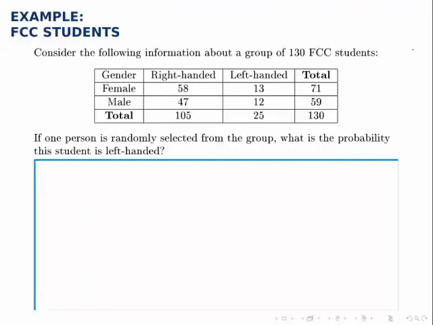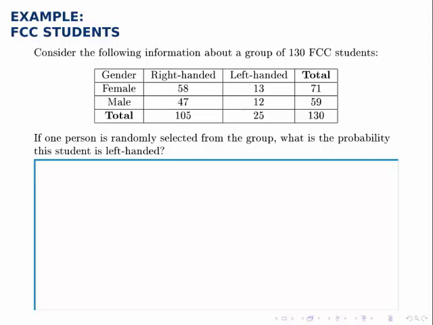This example has what's called a contingency table, or a two-way table. So we have 130 FCC students broken down by gender and by dominant hand. So there are male and female, and then right-handed and left-handed. Since we're breaking them down by two categories, there are four total possibilities: female right-handed, female left-handed, male right-handed, and male left-handed.